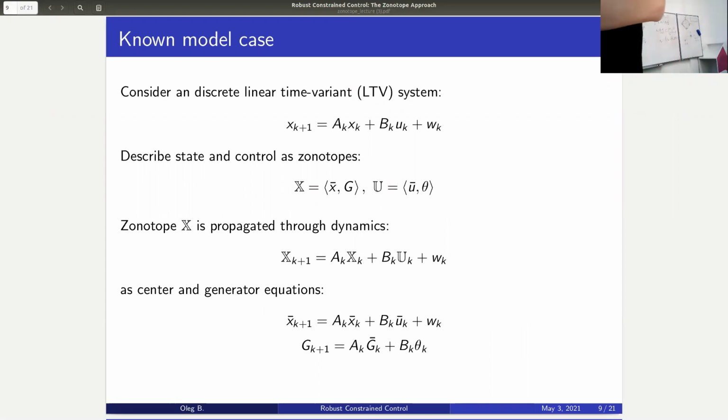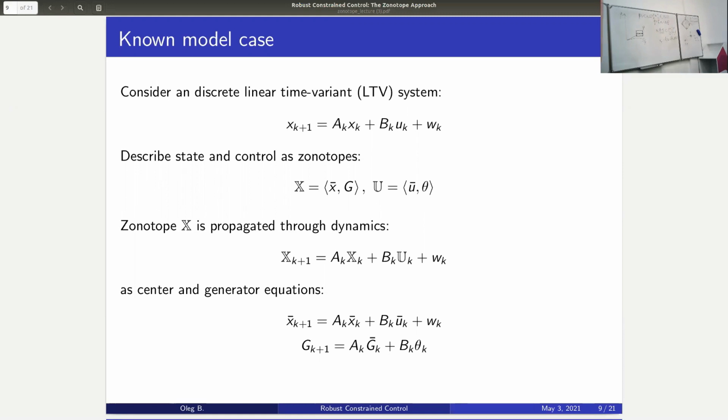After that, we can describe system behavior with Zonotopes. We take an affine linear time-invariant system in this form, where the state and control actions are Zonotopes. And Zonotope propagation is just based on the first operations, linear transformation of Zonotopes.